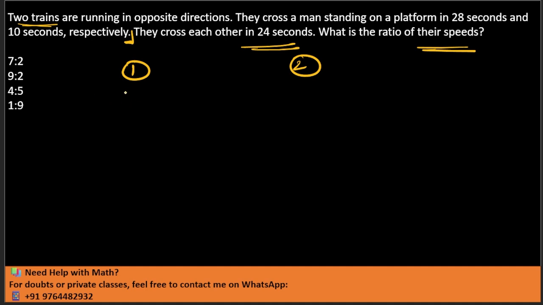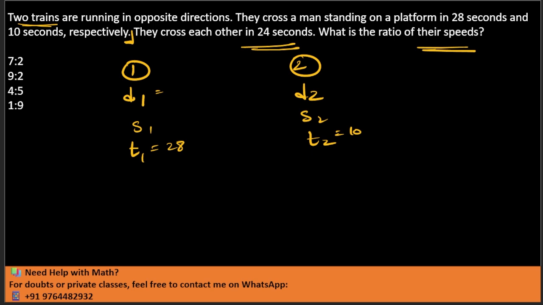So we don't have the length of the train, so I'm taking it as d1, and here it will be d2. We don't have the speeds either, so s1 and s2 are also not given, but we have been given the time. So t1 is equal to 28 seconds and t2 is equal to 10 seconds. Here we have two scenarios.